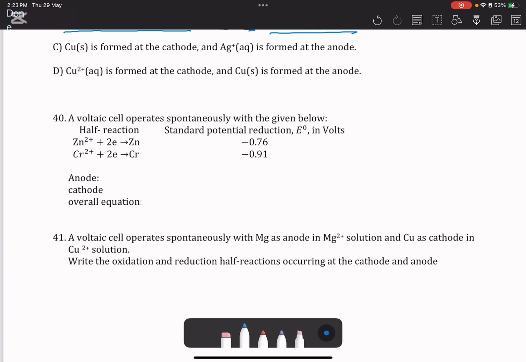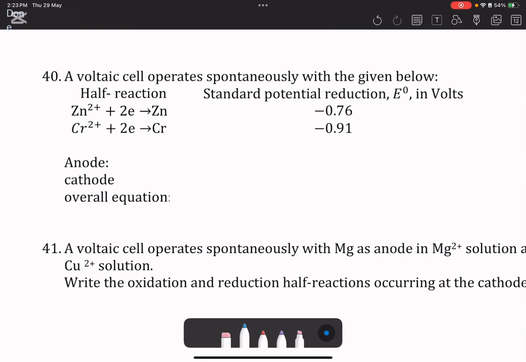Again, let's take another example. A voltaic cell operates spontaneously with the given voltages below. Before you read the question, look at the voltages. Which one is the larger number? That is the larger number. Be careful, that's in the negative. So this is the larger number. So definitely this is going to operate at the cathode, and this is going to be the anode. That's the cathode electrode, that's the anode electrode.